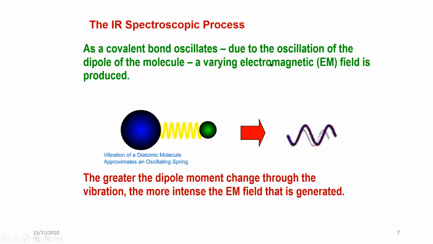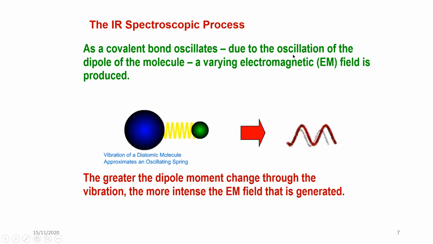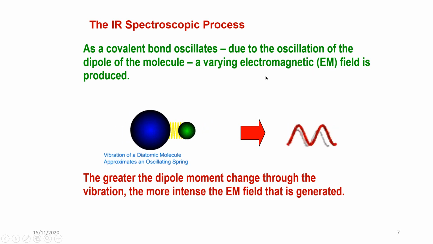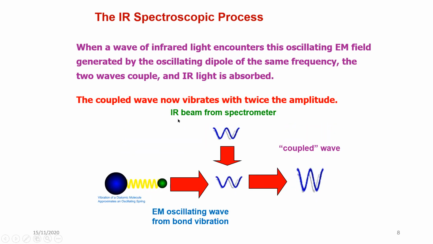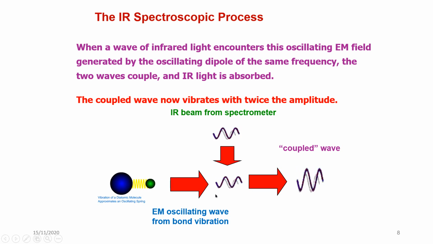So when a covalent bond oscillates, due to the oscillation of the dipole of the molecule, an electromagnetic field is produced. The greater the dipole moment change, the more intense the electromagnetic field that is generated. When it interacts with IR radiation, the frequency corresponding to the frequency of vibration of the diatomic molecule will couple and its intensity will increase. And that particular frequency will be absorbed by the molecule.